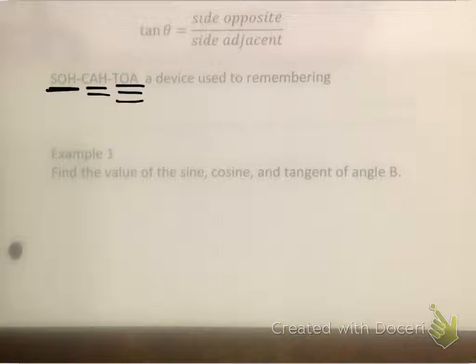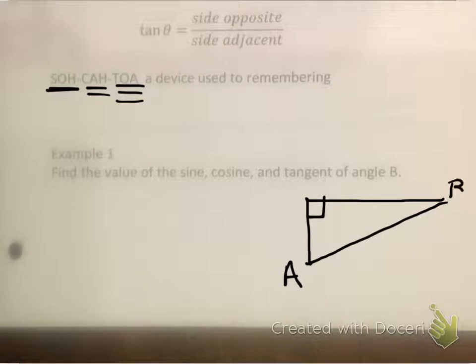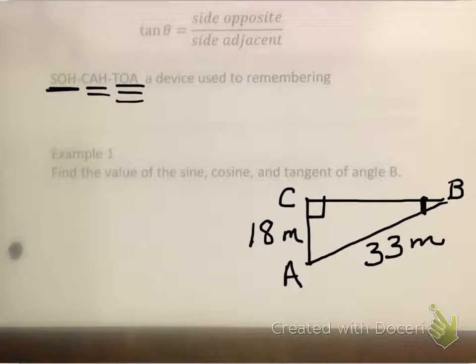Let's look at the first example. This example is found in your book. There's a triangle. We've turned it a little bit this time. And this is A, B, C. And this side is 18 meters. And the hypotenuse here looks like it's 33 meters. Let's look at what this example says. It says to find the sine, cosine, and tangent of angle B. Well, here is angle B.